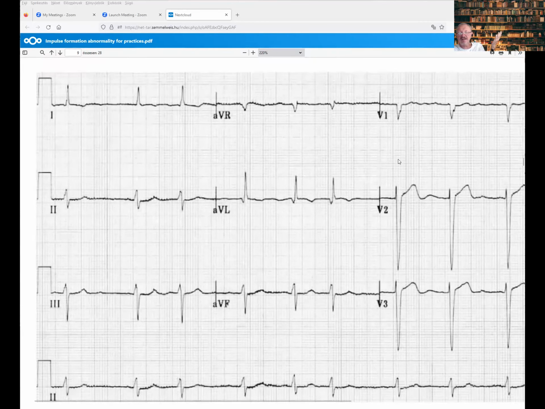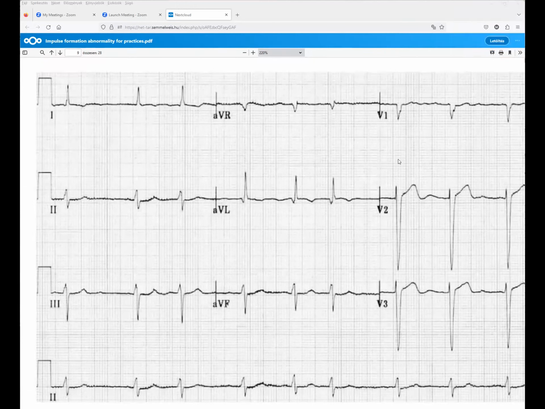109. Have you already had this one, I think, in the previous session? Yeah, did we have it? I'm not sure. I can show you the same ECG the next week and you won't recognize it. Don't worry. Okay.